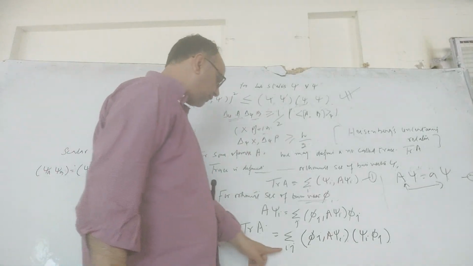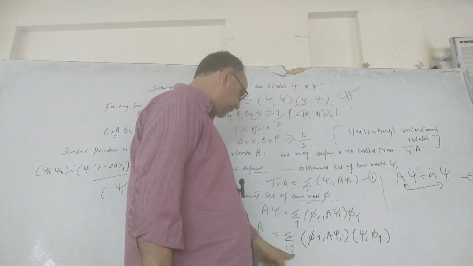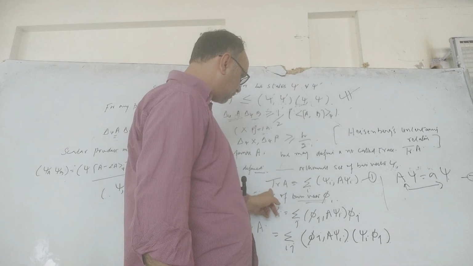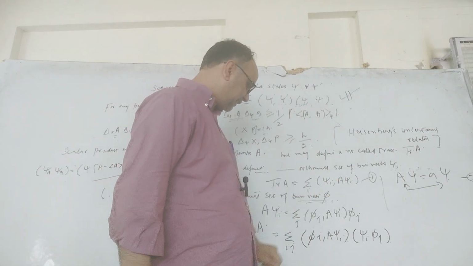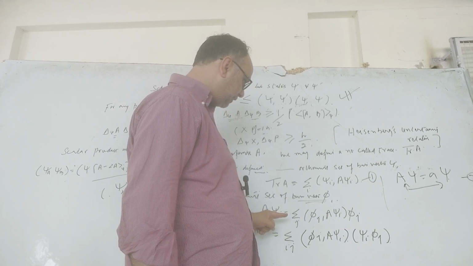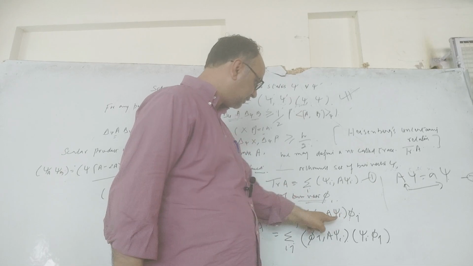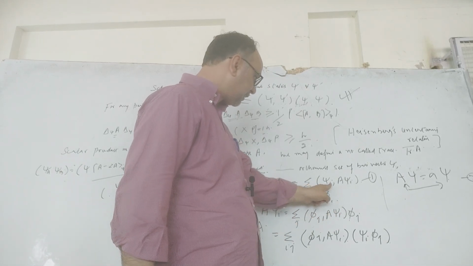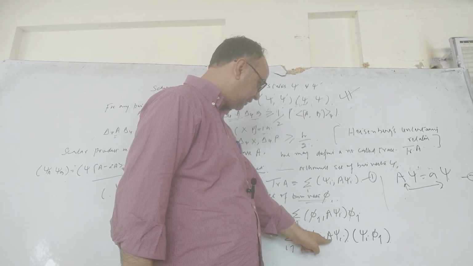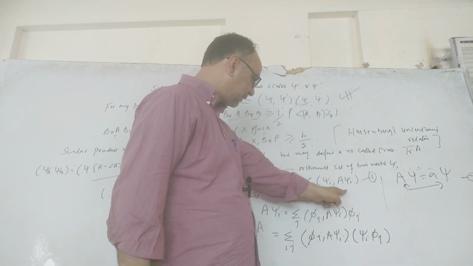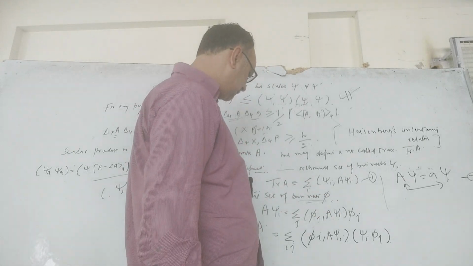So now we have I and J. So we are going to write trace of A as psi of A psi I. A psi I, we can write it like this: psi I A psi J.